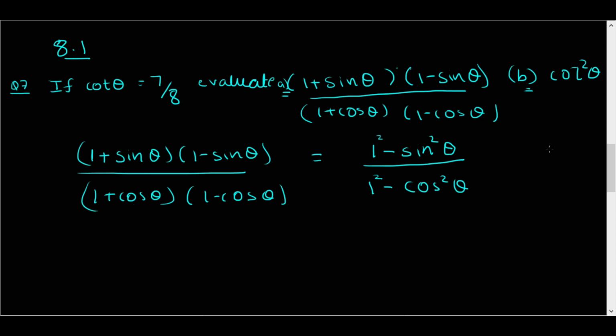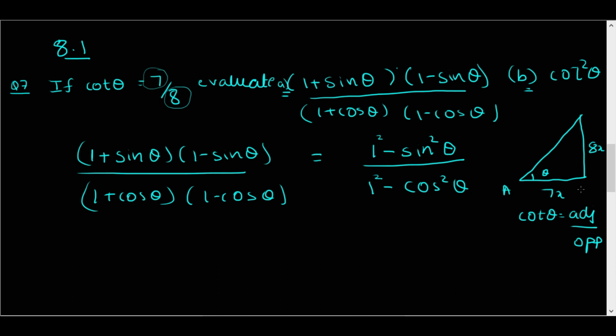Now what is given to me? Cot theta is 7 by 8. So I have cot theta given as 7 by 8. Cot theta is given as adjacent by the opposite. So the adjacent is given as 7 by 8, so the adjacent would be 7x and the opposite would be 8x. So this is 7x, this is 8x.